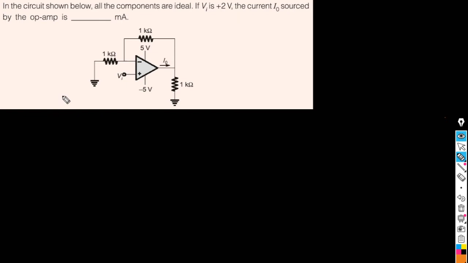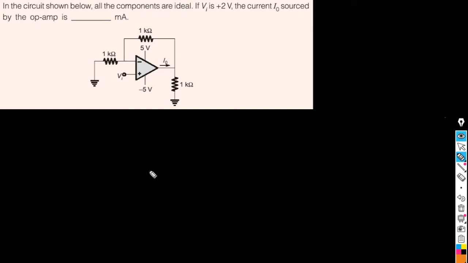Welcome to another question of the GATE 2020 question paper solution series, and the question is: in the circuit shown below, all the components are ideal. If Vi is plus 2 volt, the current I0 sourced by the op amp is blank milliampere. So we have to find the I0 sourced by the op amp.